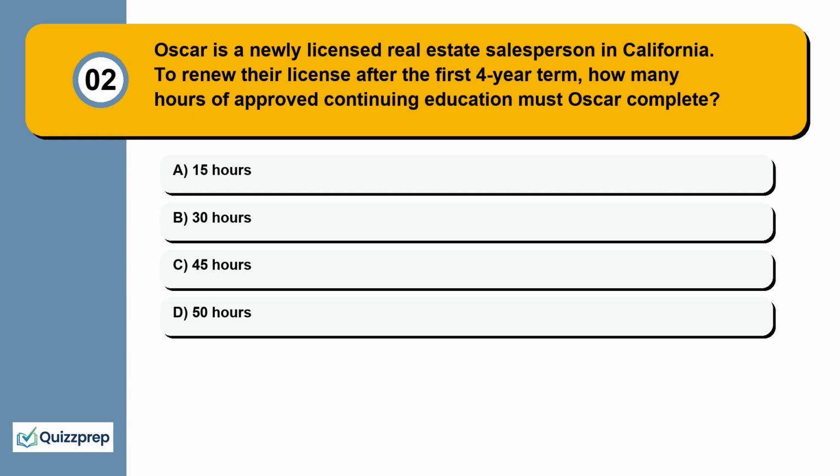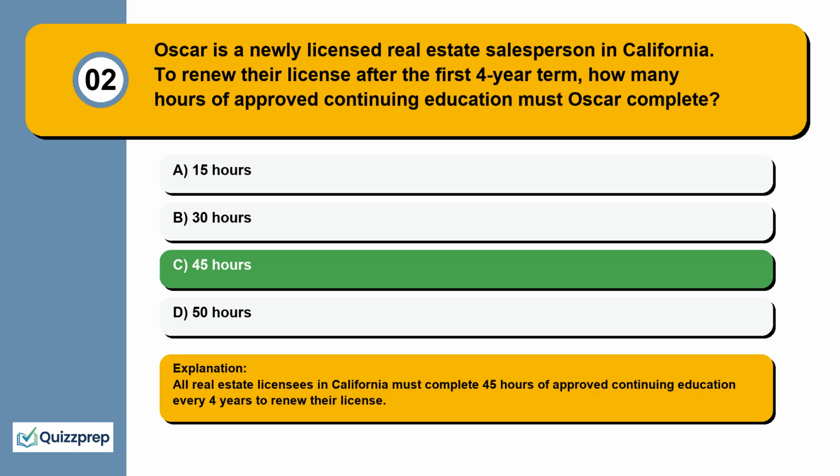Question 2. Oscar is a newly licensed real estate salesperson in California. To renew their license after the first 4-year term, how many hours of approved continuing education must Oscar complete? 15 hours, 30 hours, 45 hours, 50 hours.